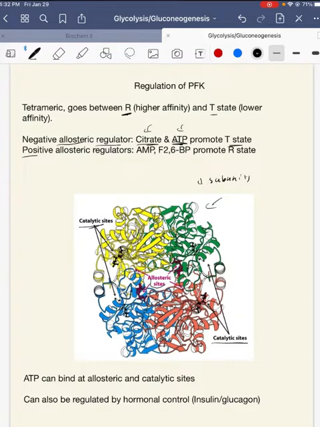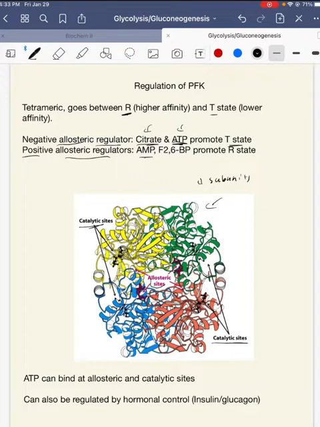We also have positive allosteric regulators. One of them is AMP. Think of AMP as the opposite of ATP. I'll talk about the Pasteur effect later on, but if ATP is high, usually AMP is low, and if AMP is high, ATP is low. So AMP is kind of like the opposite of ATP for now.